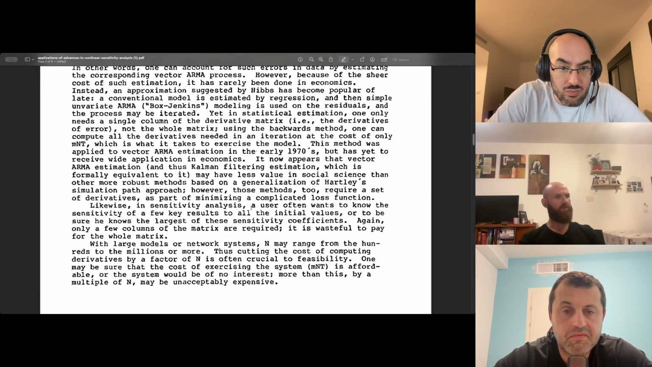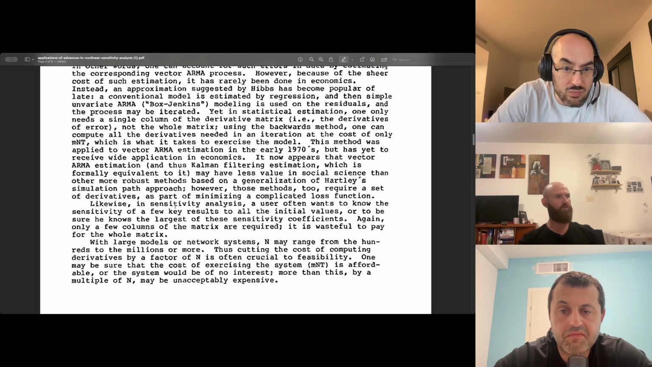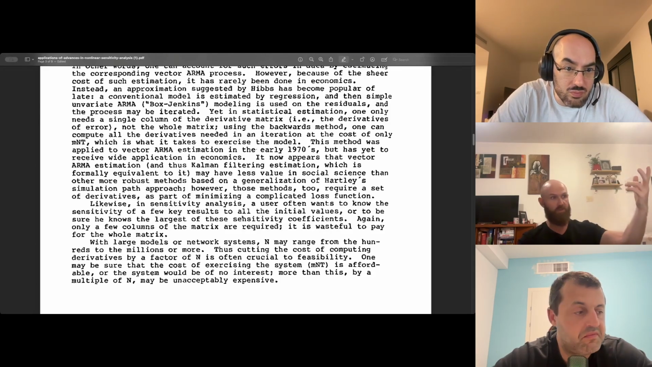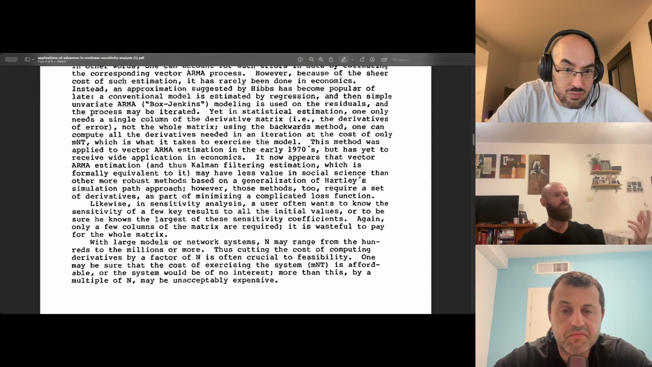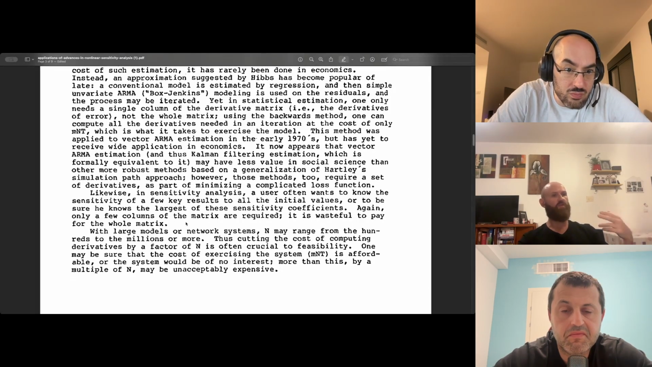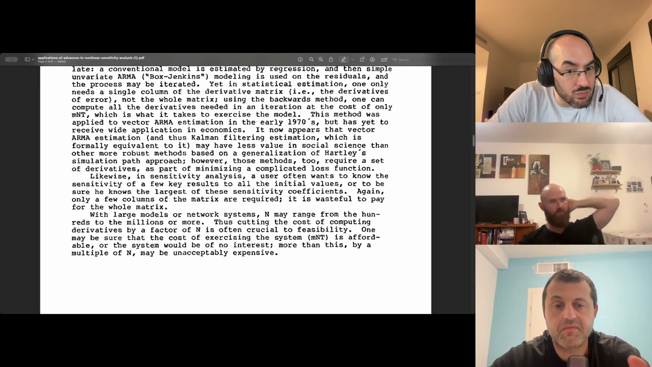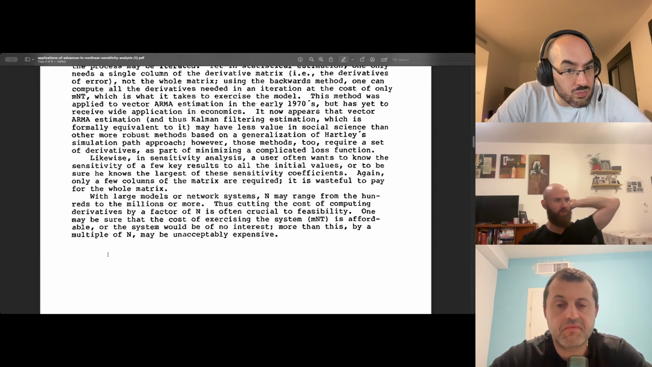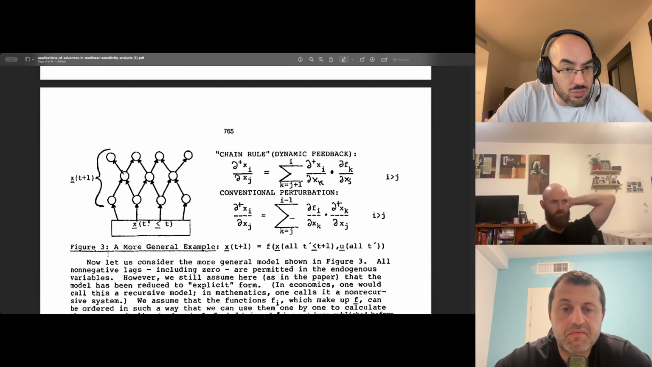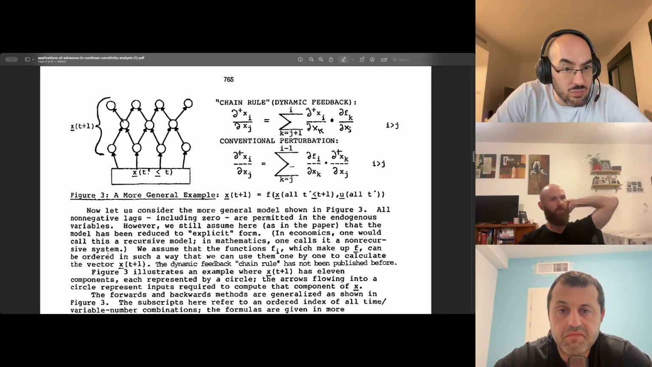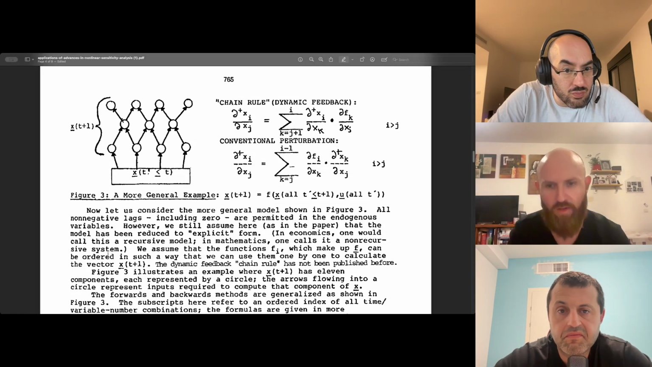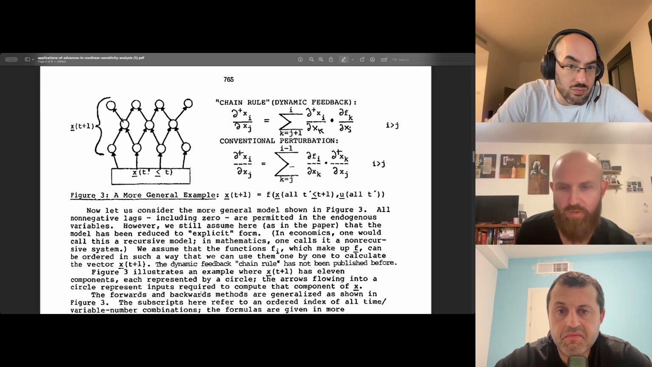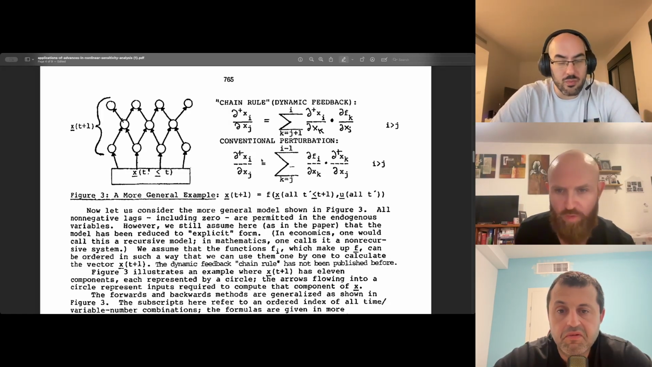It says, likewise, in sensitivity analysis, a user often wants to know the sensitivity of the few key results to all the initial values, or to be sure he knows the largest of the sensitivity coefficients. So he says, only a few columns of the matrix are required. It's wasteful to pay for the whole matrix. Okay, any inputs till now, Mike? You agree with the motivation?